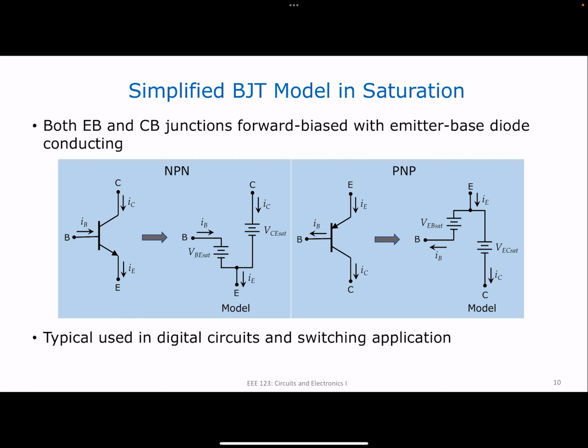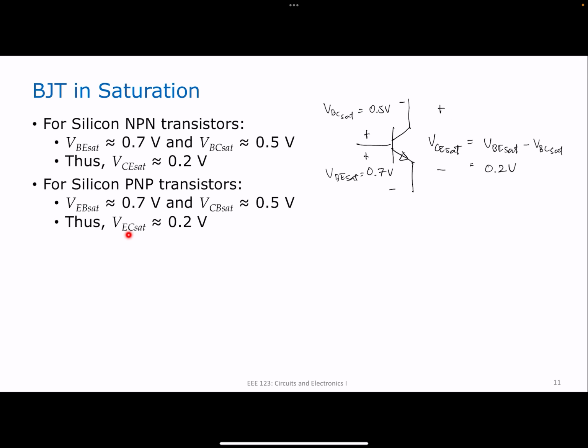Right? So this voltage for silicon is going to be 0.2 volts. Now, if you take a look at the PNP VEC SAT, we just reverse the subscripts, that will be equal to 0.2 volts. That is your model in saturation. So we already have a model for your BJT in cutoff, a model in active, a model in saturation. We can now go ahead and do DC analysis on BJT circuits.